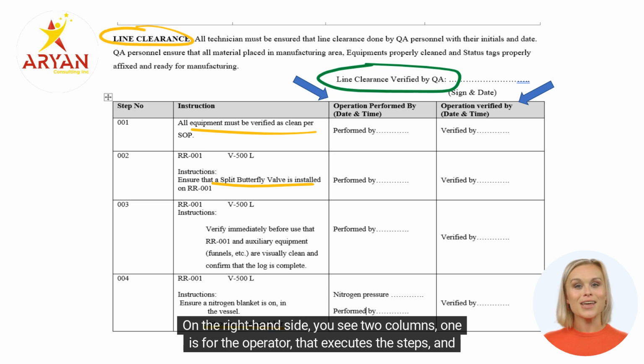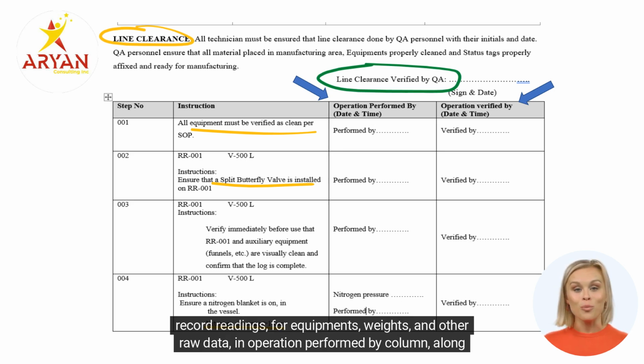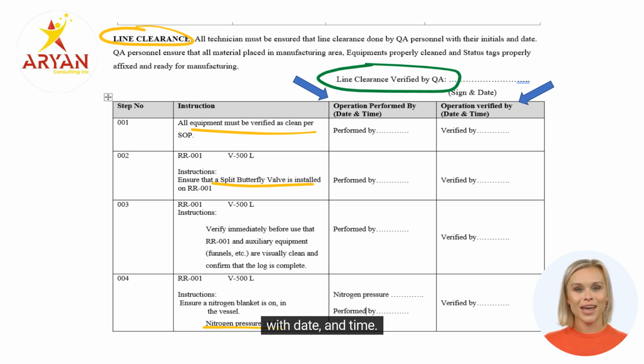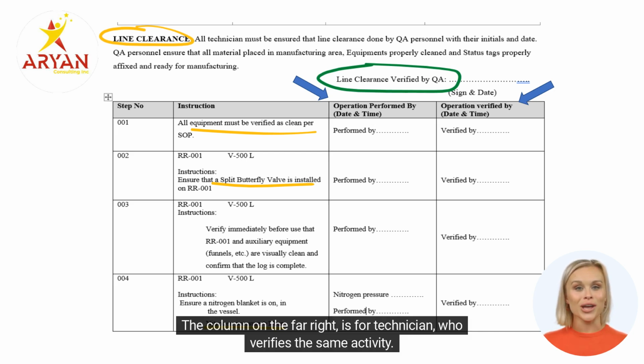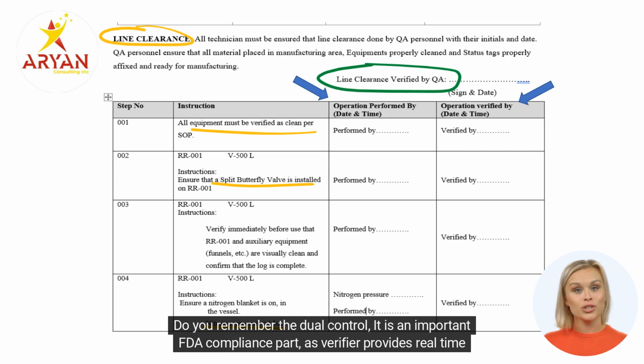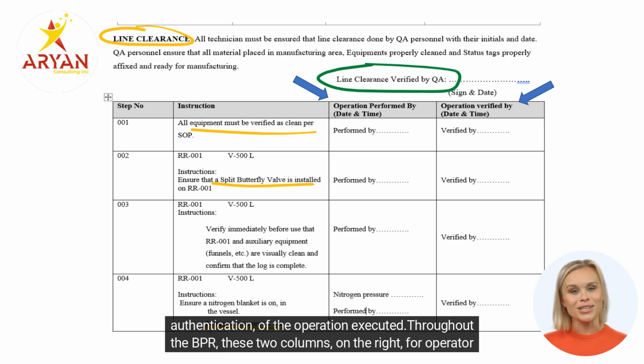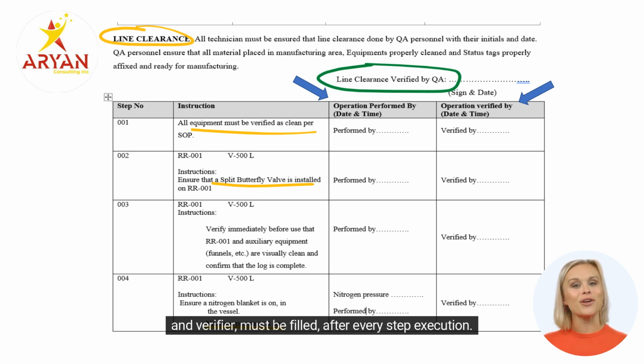On the right-hand side, you see 2 columns. One is for the operator that executes the steps and records readings for equipment, weights, and other raw data in the operation performed by column, along with date and time. The column on the far right is for the technician, who verifies the same activity. Do you remember the dual control? It is an important FDA compliance part, as the verifier provides real-time authentication of the operation executed. Throughout the BPR, these 2 columns on the right for operator and verifier must be filled after every step execution.